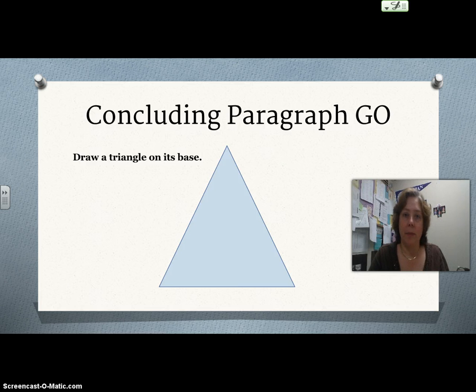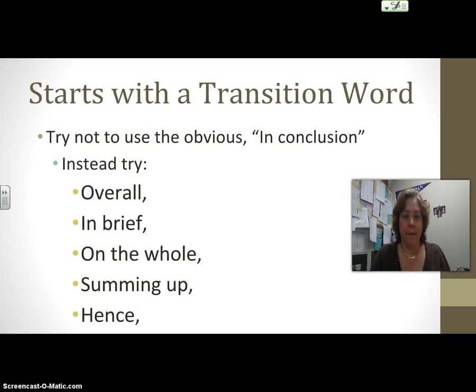Your concluding paragraph now should go on the back side of your graphic organizer. You're going to draw a triangle sitting on its base now, because guess what? The conclusion starts with the point and it gets broader. It starts with your thesis and works its way out to give advice or to make suggestions about what the reader should have learned. It always starts with a transition word.